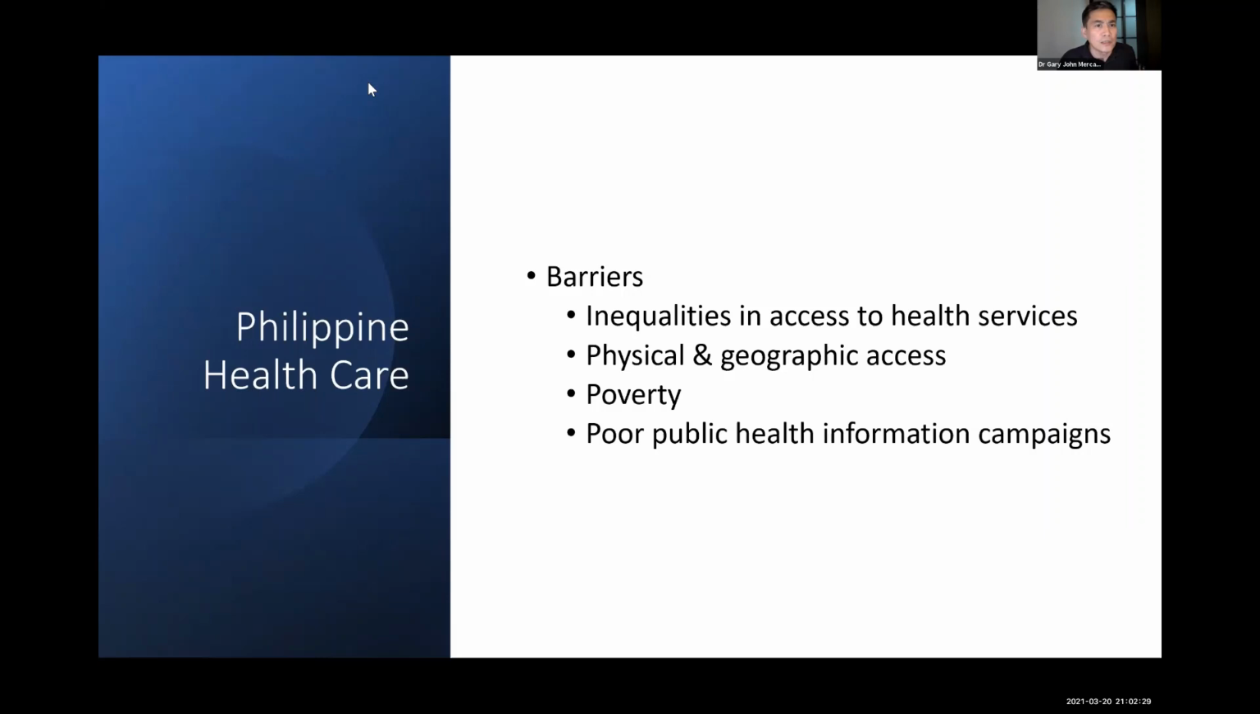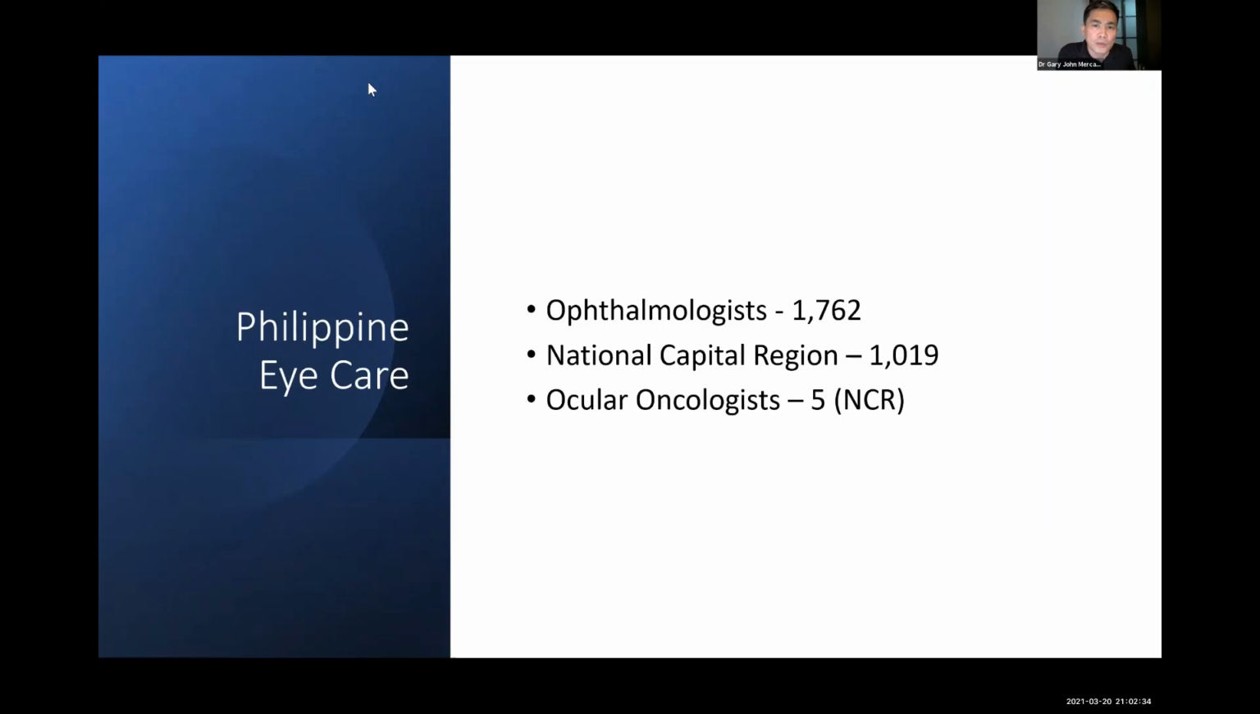Going to the eye care situation, we have 1,762 registered ophthalmologists, and 1,000 of each are in the National Capital Region. So you can imagine that there are islands that don't have any ophthalmologists. We have 5 ocular oncologists now in the Philippines. We used to be just 2 since 1999, and we were thankfully added by another 3 two years ago. But all of us are in the National Capital Region.